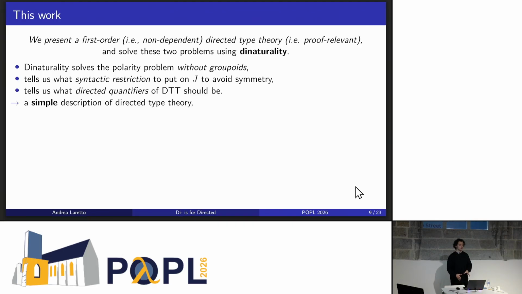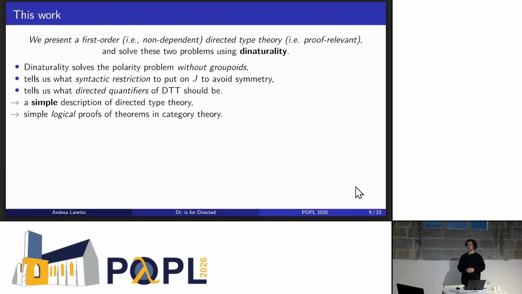And from this, we get a very simple algebraic description of directed type theory that follows the same steps of Martin-Löf type theory in that sense. And we get out of this logical proofs of theorems in category theory that we can reinterpret logically. And so the setup is basically this one.